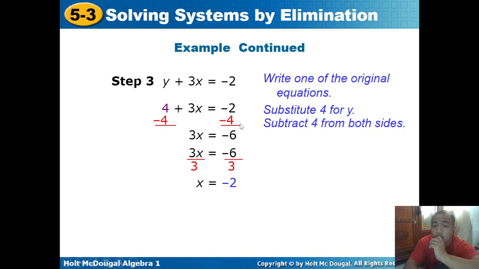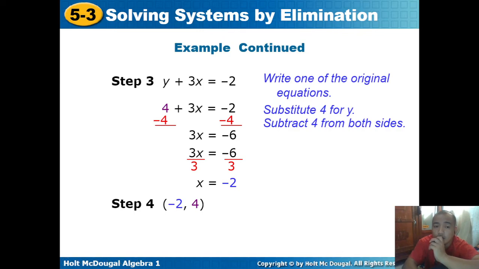Yes, 2 minus 4 is negative 6. So divide both sides by 3, negative 2. Therefore, the solution is negative 2, 4. Negative 2, 4. Let's substitute this to each of the two equations.